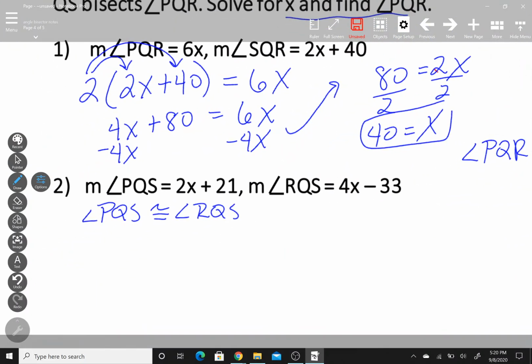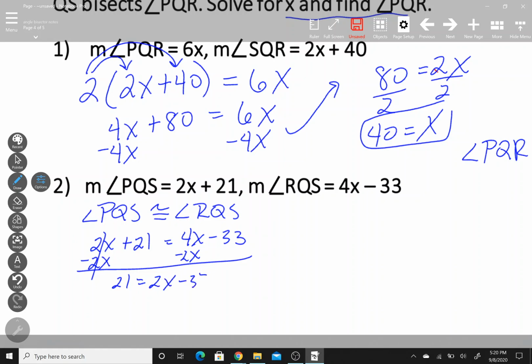So I'm going to set the 2x, and we're done with our picture. 2x plus 21 is equal to 4x minus 33. Okay, now we'll solve this for x, so we can find our x. Take away 2x from both sides. So 21 equals 2x minus 33. Add 33 to both sides. So I get over here, 54 is equal to 2x, and then we have to divide by 2.